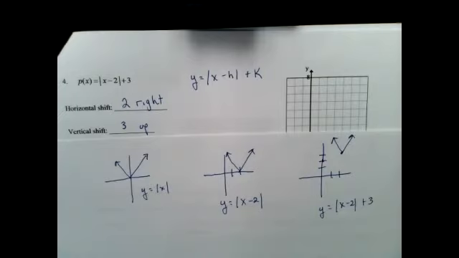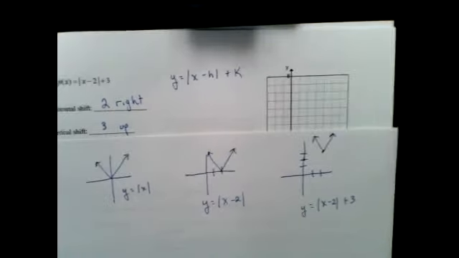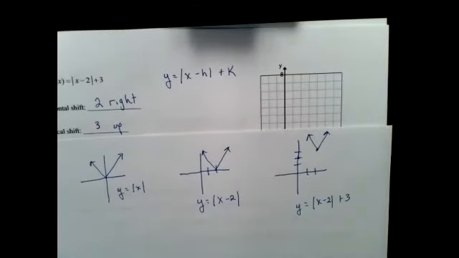So instead of picking points and going through all that work, I can quickly graph this guy. He goes to the right 2, he goes up 3. To the left, to the left. Don't anybody get the Cupid Shuffle stuck in their head now.